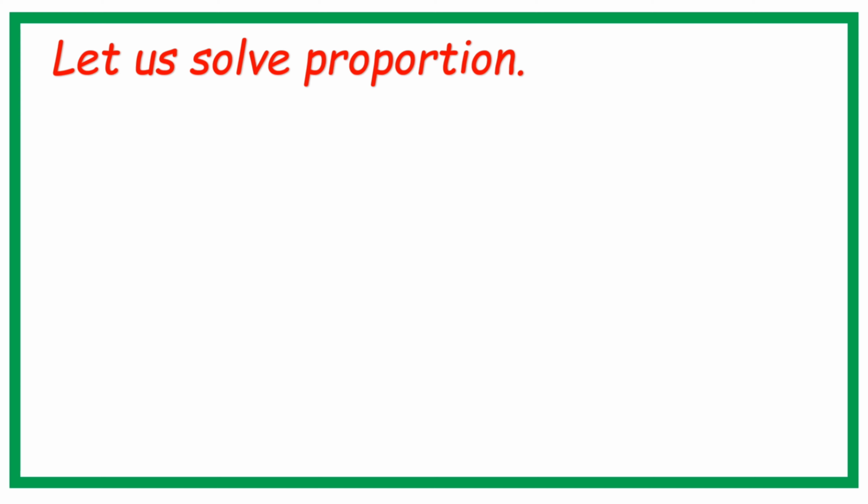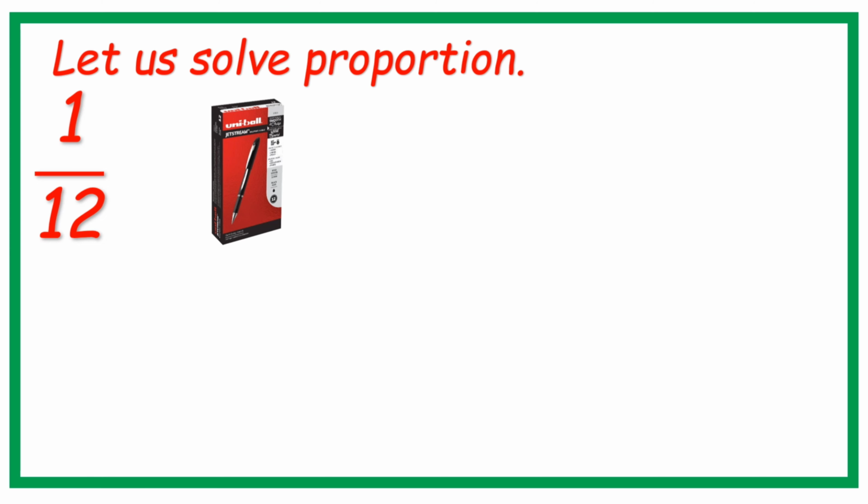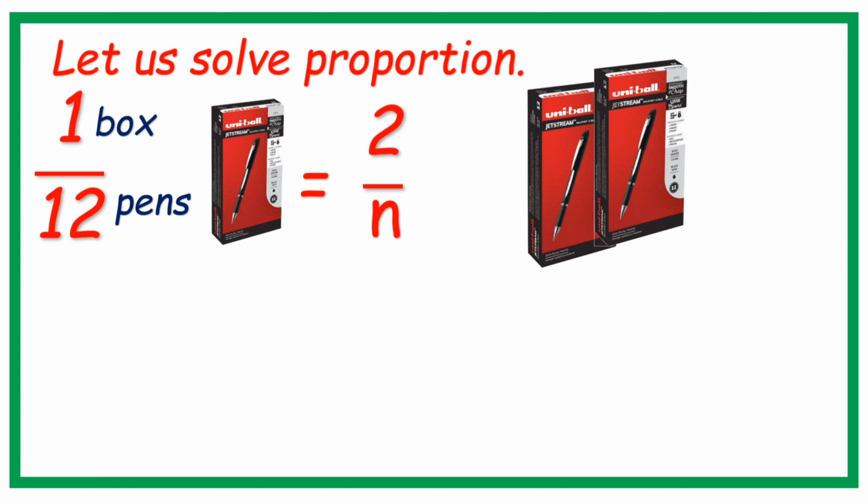Let us solve proportion. Here we have one box of pens. One box is 12 pens. Equal to 2 boxes, or we don't know how many pens. Let's use n as the variable. 2 boxes, how many pens? Let's solve this. How are we going to solve this?